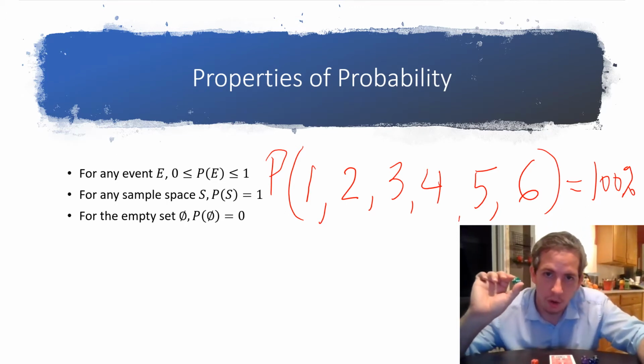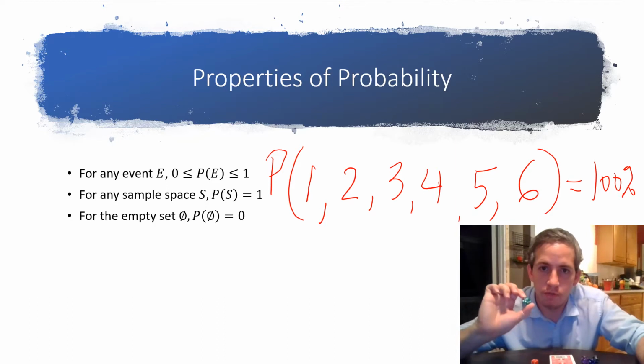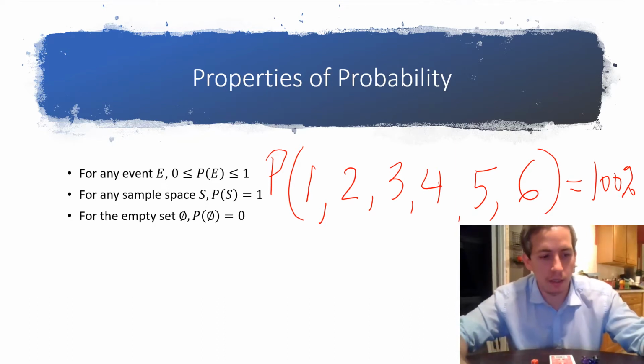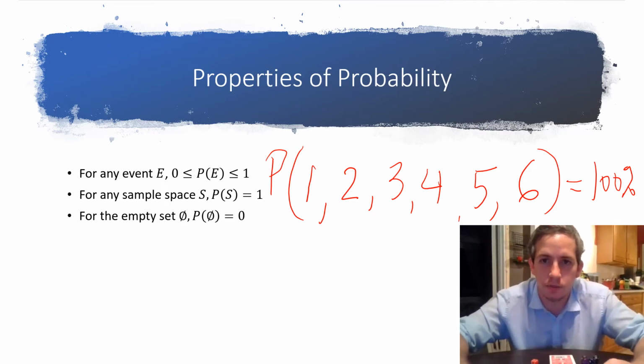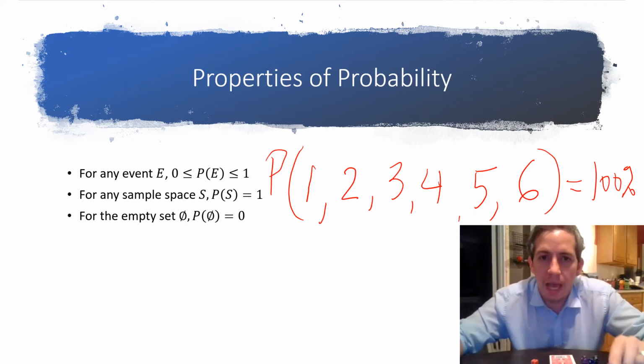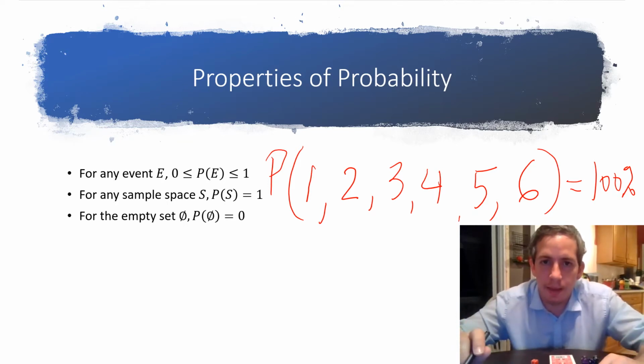What is the probability that when I roll this die, it lands on 1, 2, 3, 4, 5, or 6? 100%. Look, I rolled a 3. It's a 1, 2, 3, 4, 5, or 6. Great, it's 100%.